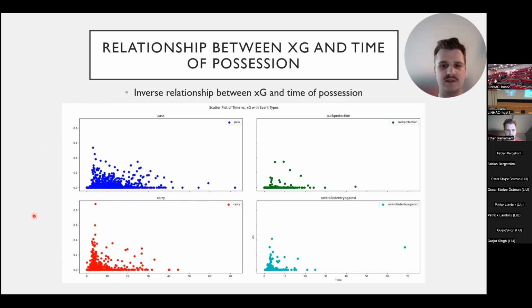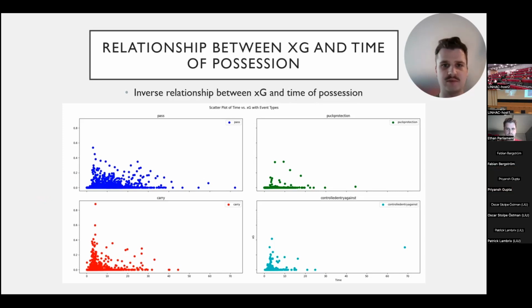This can lead to somewhat of a dilemma for teams where there's not one action that you can take to maximize both of these metrics. You have to pick and choose. Do you want to have high expected goals, or do you want to control the game with time of possession?